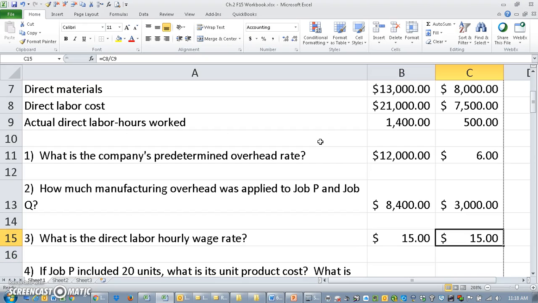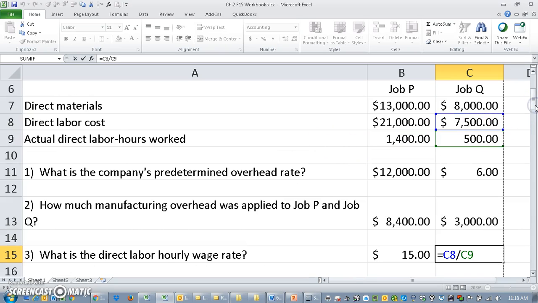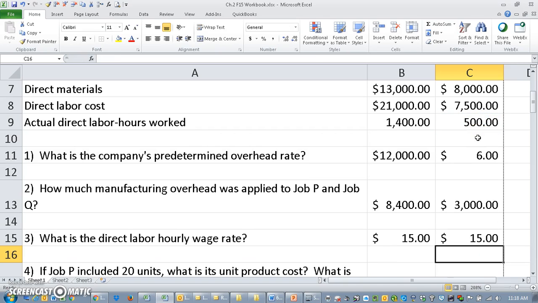And if you do the exact same exercise for job Q, where you divide the $7,500 in direct labor costs by the 500 hours, you'll also get $15 as the direct labor hourly wage rate.